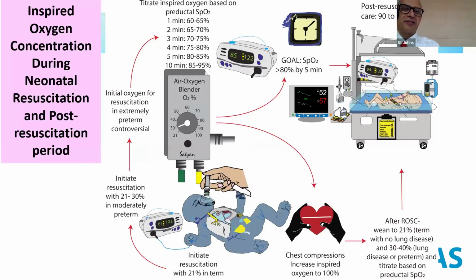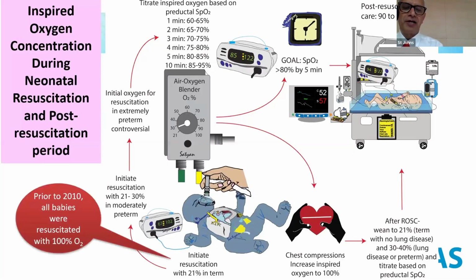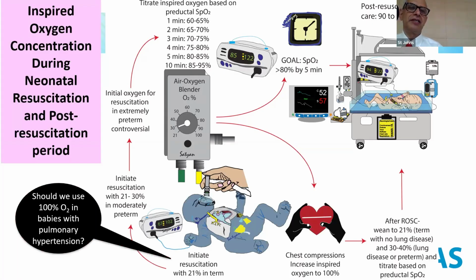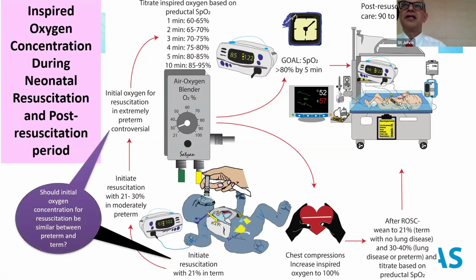So okay, getting back to oxygen. For the longest time, we were using 100% oxygen for term babies. But in 2010, the guidelines changed and it went down to 21%. The problem with these guidelines was that 21% was done across the board for everybody, including babies with PPHN, including preterm babies. And I think the pendulum went a bit too far in the wrong direction with that.